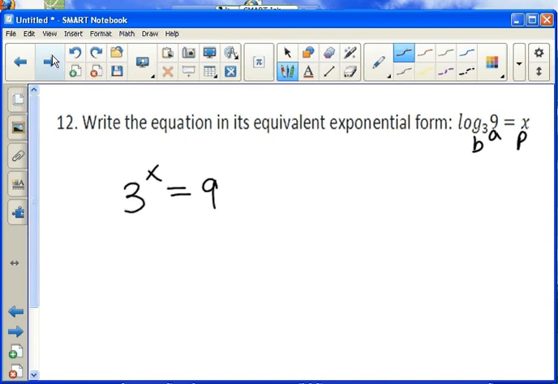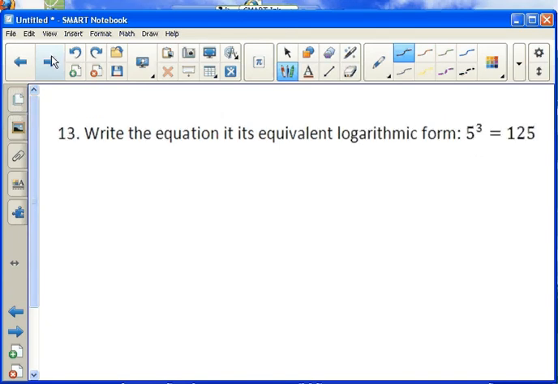13. Remember, we want log BAP. This is the base, this is the power, that's our answer. So we do log base 5 of 125 equals 3, because it's log BAP, base, answer, power.